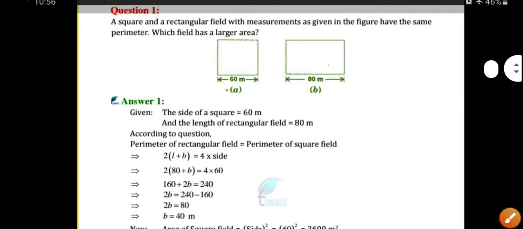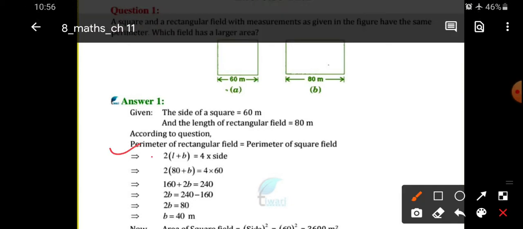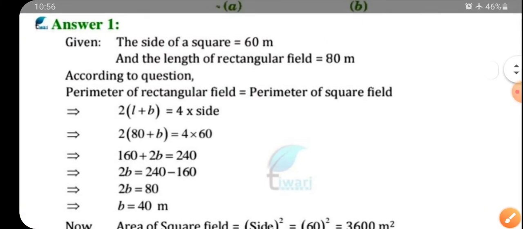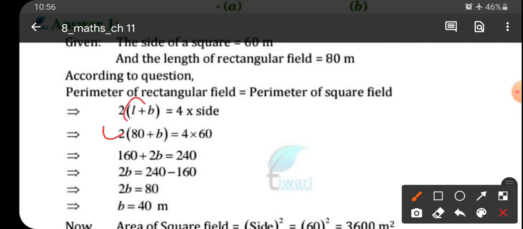So the perimeter of the rectangular field is equal to the perimeter of the square field. What is the formula? It's 2 into (L plus B), and for the square it's 4 into side. Now put the values in the equation. The length of the rectangular field is 80, and the side of the square is 60. So put the values and solve it.